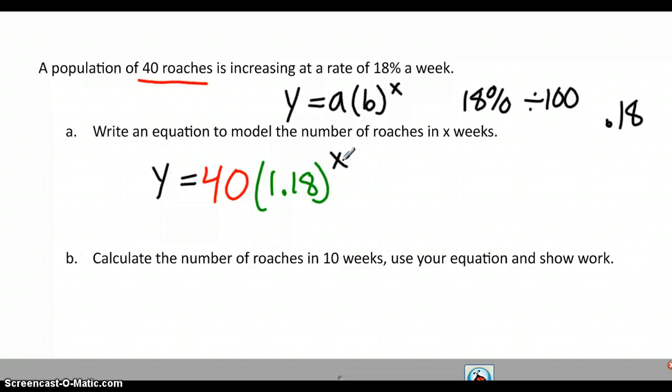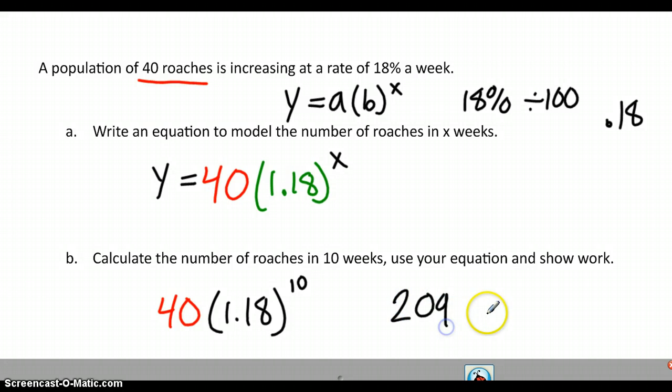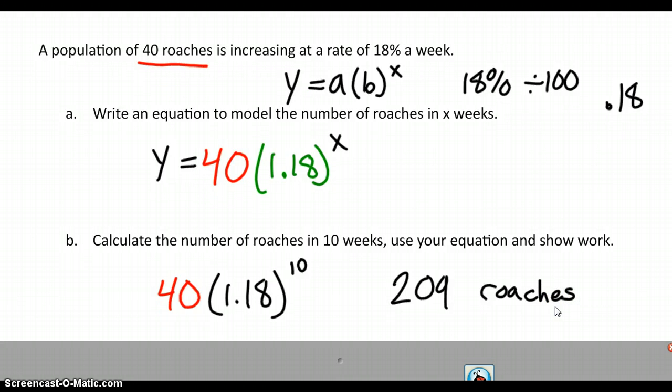When it wants us to calculate the number of roaches in 10 weeks, let's use our equation to do that. We have our starting value, we have our growth factor, and since x represents the number of weeks, our time, we'll put in a 10. When we use our calculator to accomplish this, we'll just type it in just like it looks. Make sure you push the up arrow to get your exponent. We get 209, so we'll call it 209 roaches. Alright, so there's one of growth.